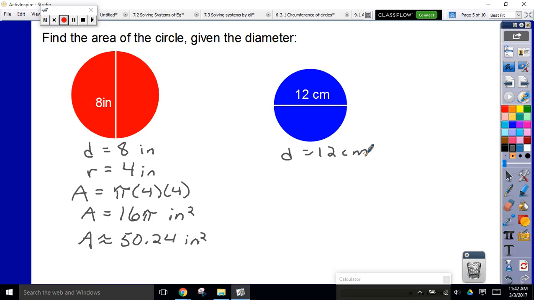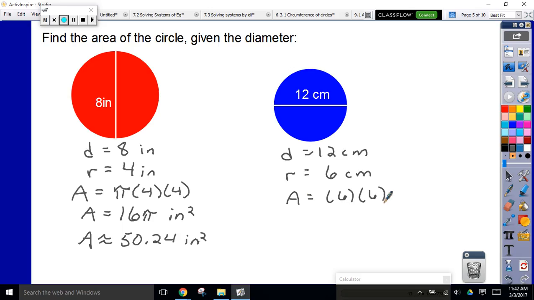Jake, let's give you another chance. What would the radius be if the diameter is 12 centimeters? 6 centimeters, okay. I think you just weren't sure what I was asking there. Okay, now to find the area. Reese, can you tell us how we would do that? You would do 6 times 6.